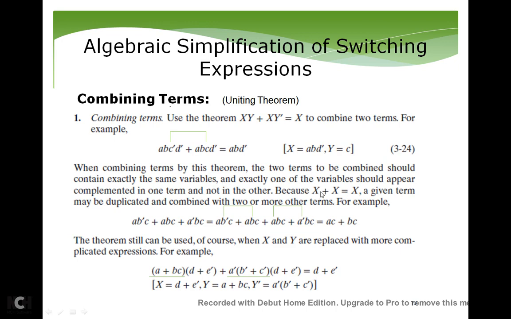Now here we're going to use the ability to duplicate terms, to duplicate a term and use it more than once for elimination. So we duplicated ABC. This ABC uses uniting with this term, this ABC uses uniting with this term, and we get a major simplification.